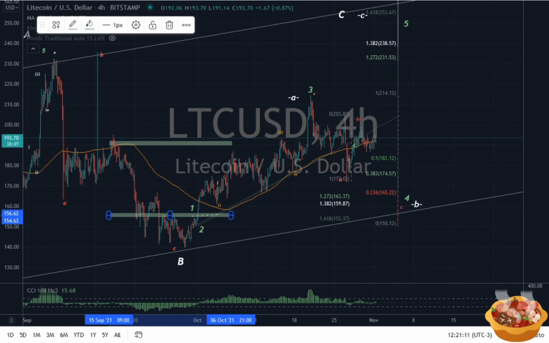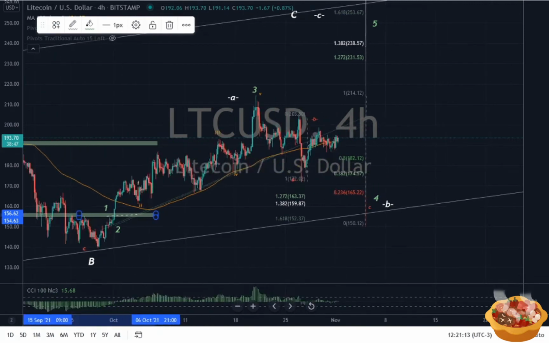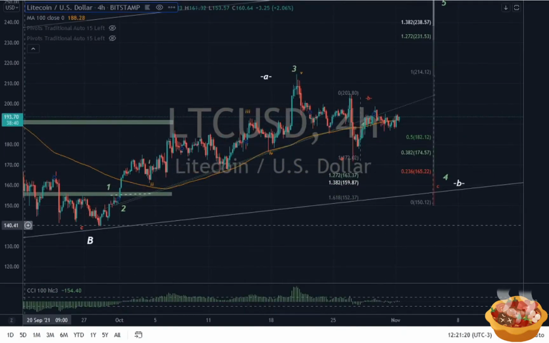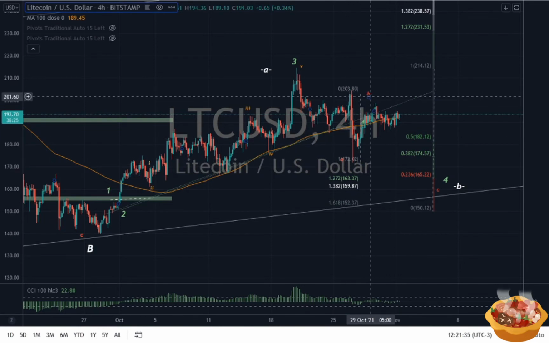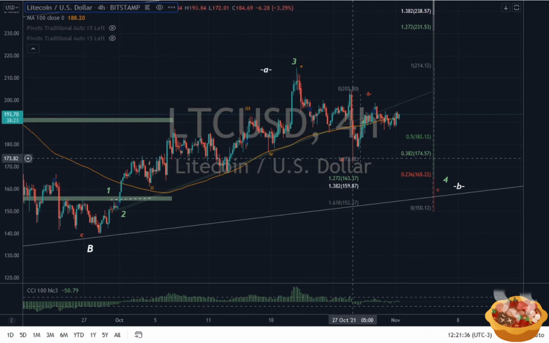Correction C would be a fib projection of actually this motive swing. This is a very strong, like you see, very strong jab down. All right, this is a very strong motive swing down. All right, and then corrects into B. So this is a motive wave, very strong.